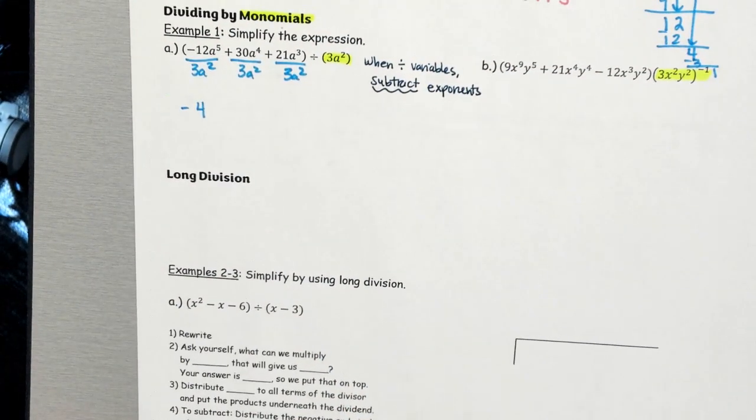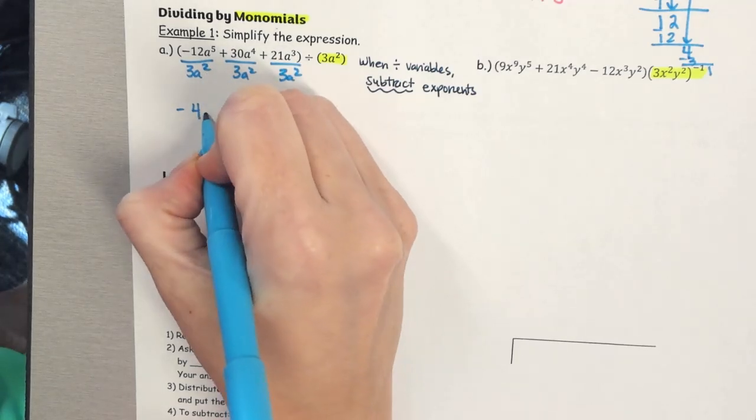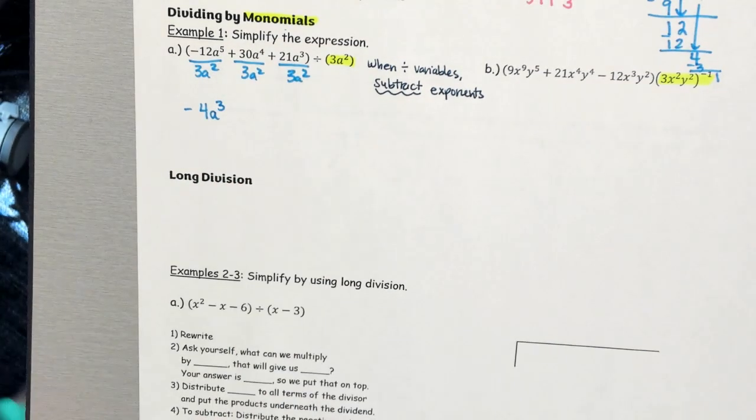Okay, so it's when you're dividing variables with the same base. You're going to subtract your exponents. So 5 minus 2 is 3. And then can you guys do the next 2 and write down what that is? Okay, so divide your number by your number, your variable by your variable.